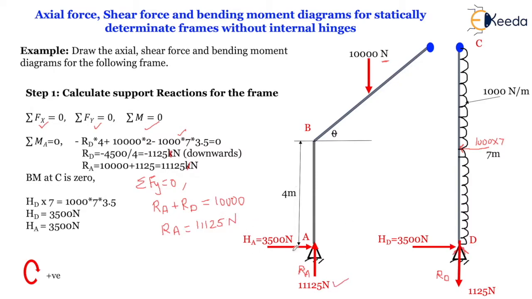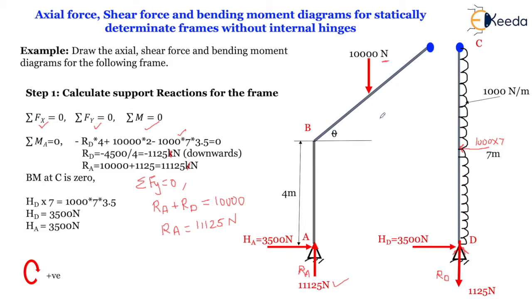Now to calculate horizontal reaction, we will use our equation, summation of forces in x direction. If we see, there is one only equation, that is HA plus HD equals 1000, this UDL is there. Now for this particular case, what we can do, we can separate this.